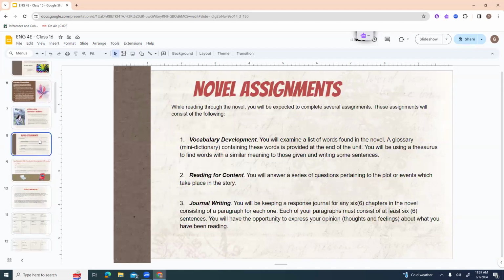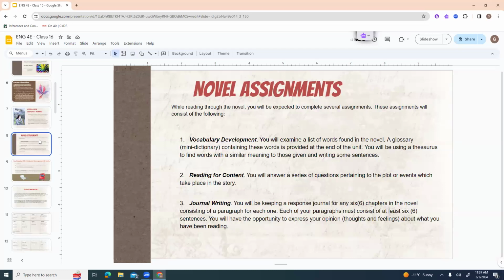So there's three main assignments that are related to this novel. And the first one is vocabulary development. You're going to examine a list of words found in the novel. There's a glossary, which is like a mini dictionary, containing these words, and it's provided at the end of the unit. You will be using a thesaurus to find words with similar meaning to those given and writing some sentences.